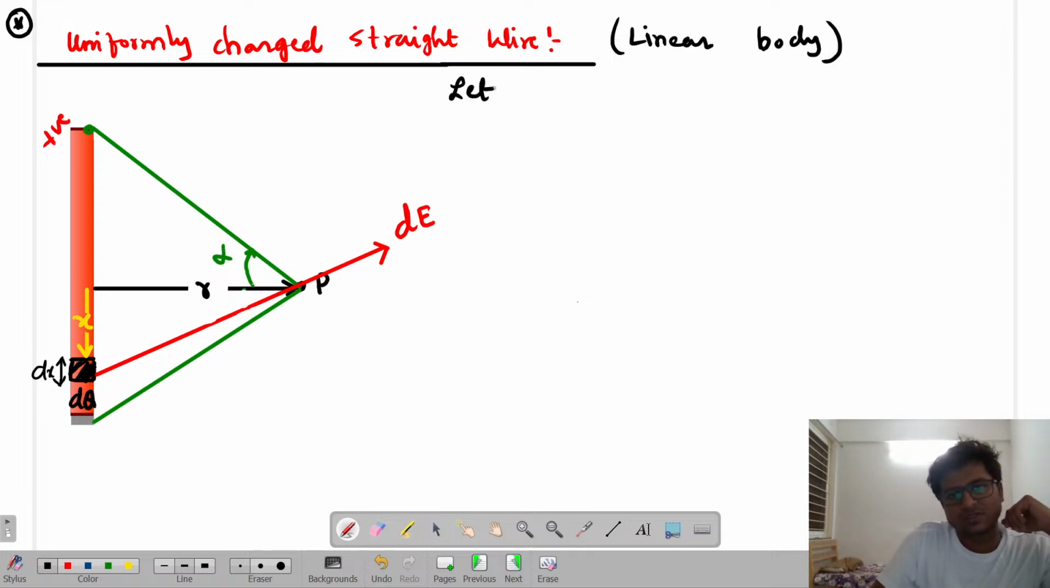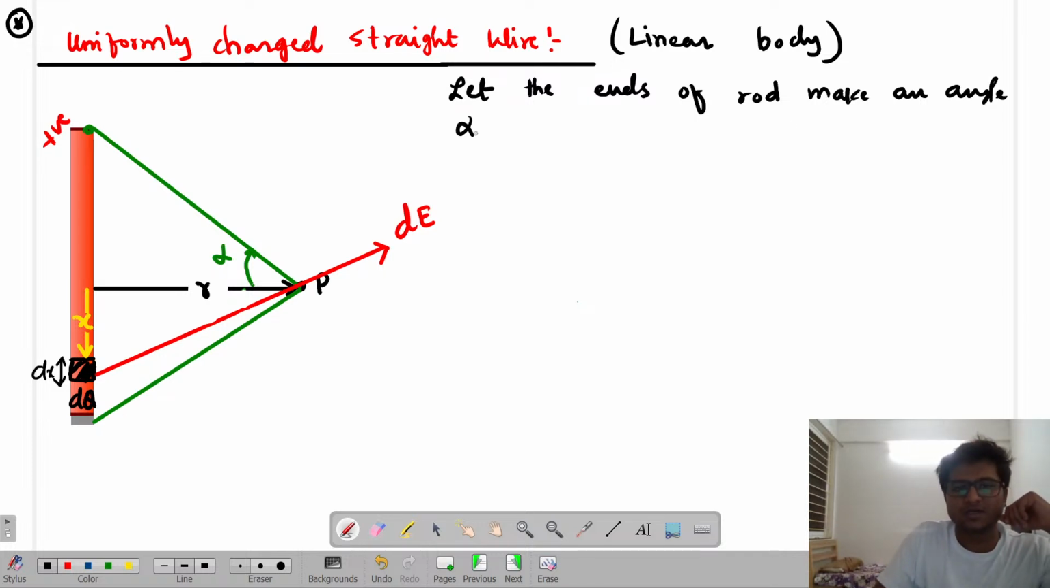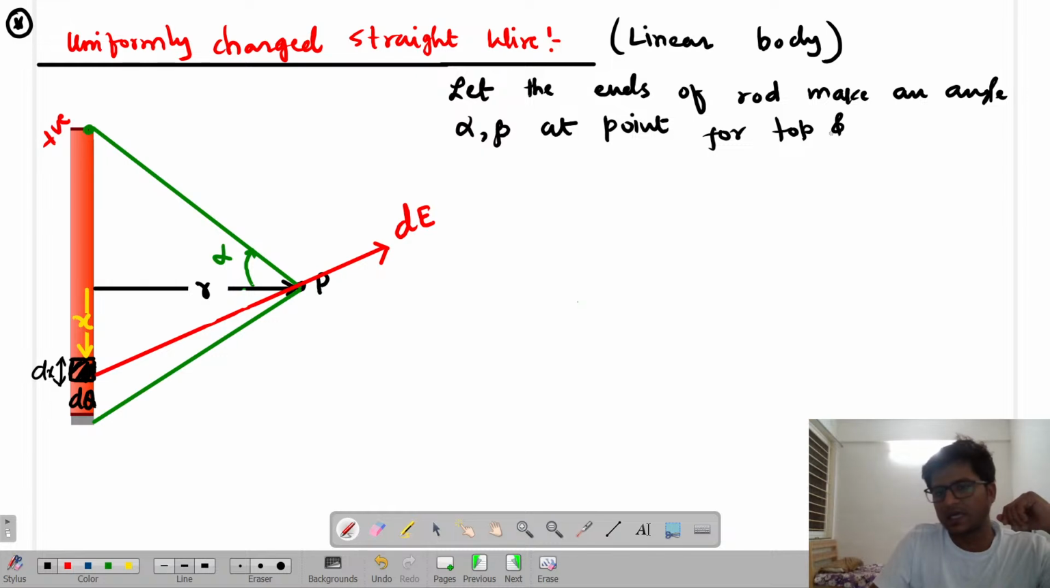Let the ends of the rod make an angle alpha and beta at point P for the top and bottom end respectively.